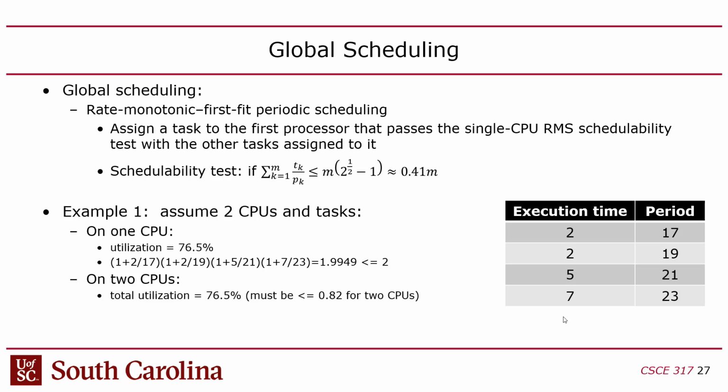So in this case, we have these tasks, and the utilization here is 1.9949, which you would think is okay because there are 2 processors, so you should be able to use a utilization of up to 2. But, I'm sorry, that's for 1 CPU rather. For 2 CPUs, the utilization would be 76.5, which is okay because that's less than 82%, which would be 2 times 0.41. Makes sense?